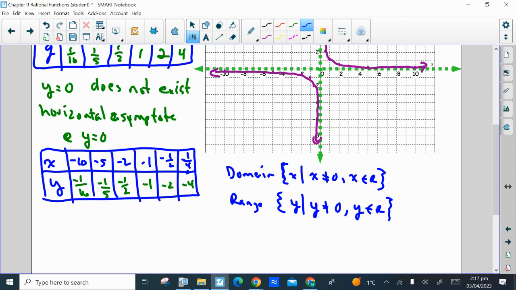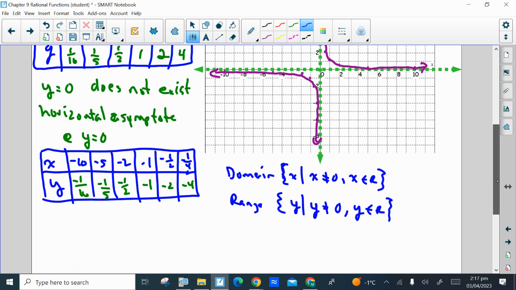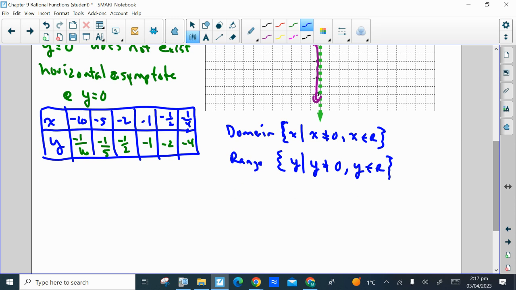Right, and the non-permissive value here is x equals 0. As x gets closer and closer to 0, the graph either approaches positive infinity or negative infinity, depending on which side of the y-axis you're at. Right, so we're going to be looking at some transformations of this rational function. So this would be our base graph that we always start with.